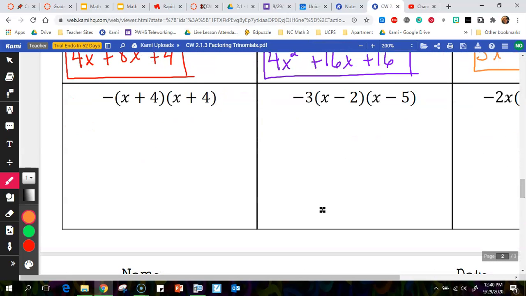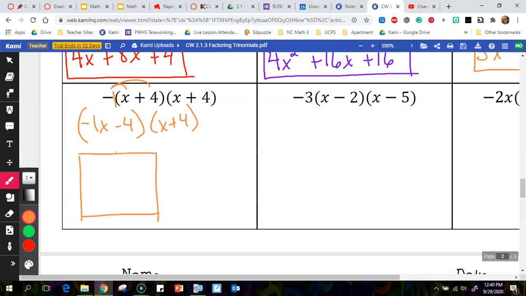Okay, so this is just a -1 right here. So if I distribute that -1 in there, I get -1x minus 4, and then my x plus 4. Okay, so I honestly think box method is the easiest way to do this.